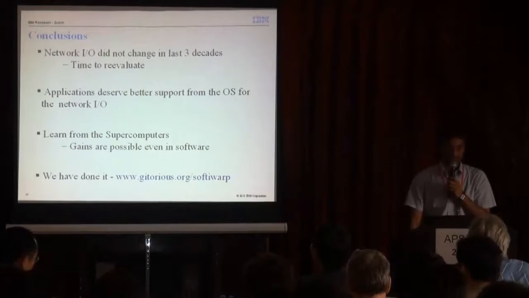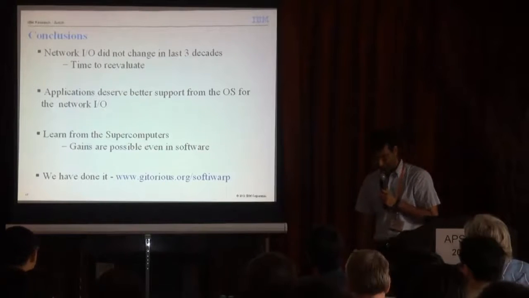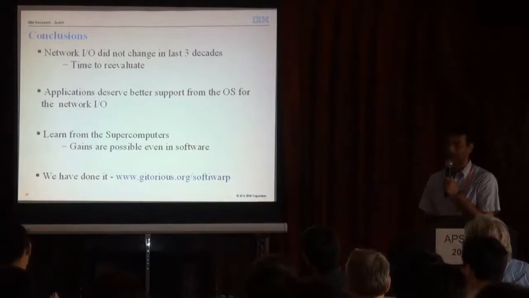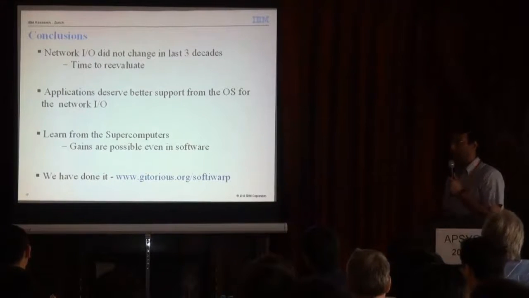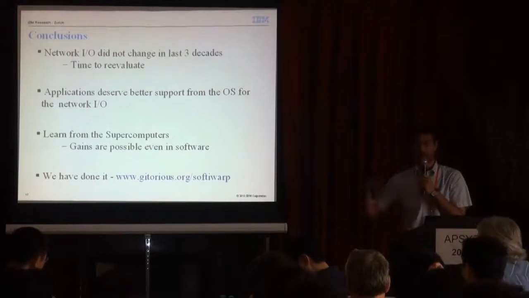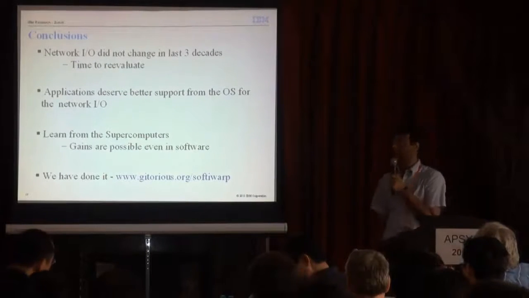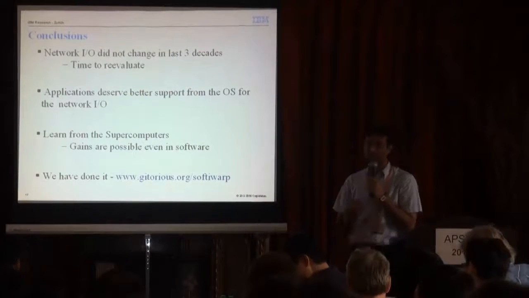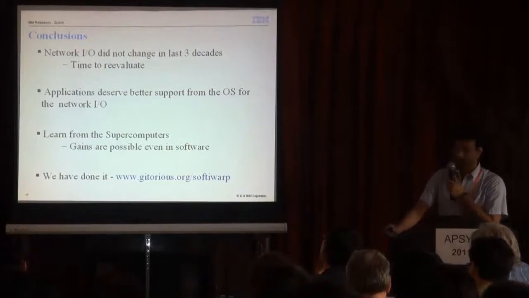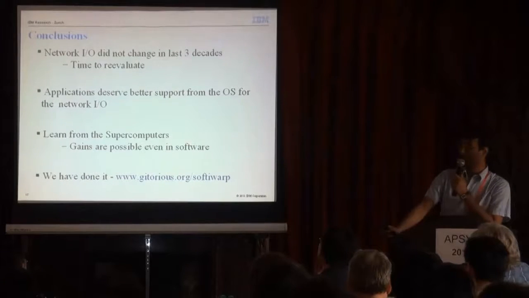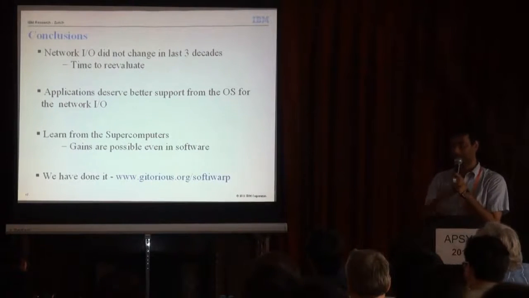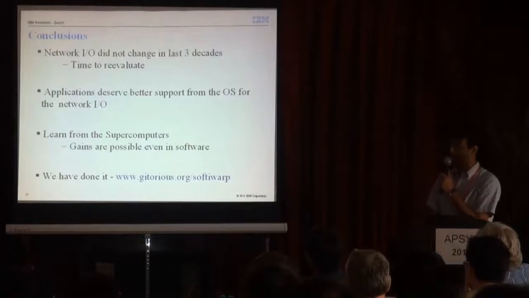So in conclusion, network I/O didn't change in the last 3 decades, but a lot of things have changed: hardware, performance requirements from the applications, and how we use them. So it is time to reevaluate the networking stack, considering the changes and what's going to happen in the future. Applications which do lots of network I/O deserve better support from the OS. We can learn a thing or two from supercomputers, and gains are possible if you apply the principles and software they have developed intelligently in commodity clouds.